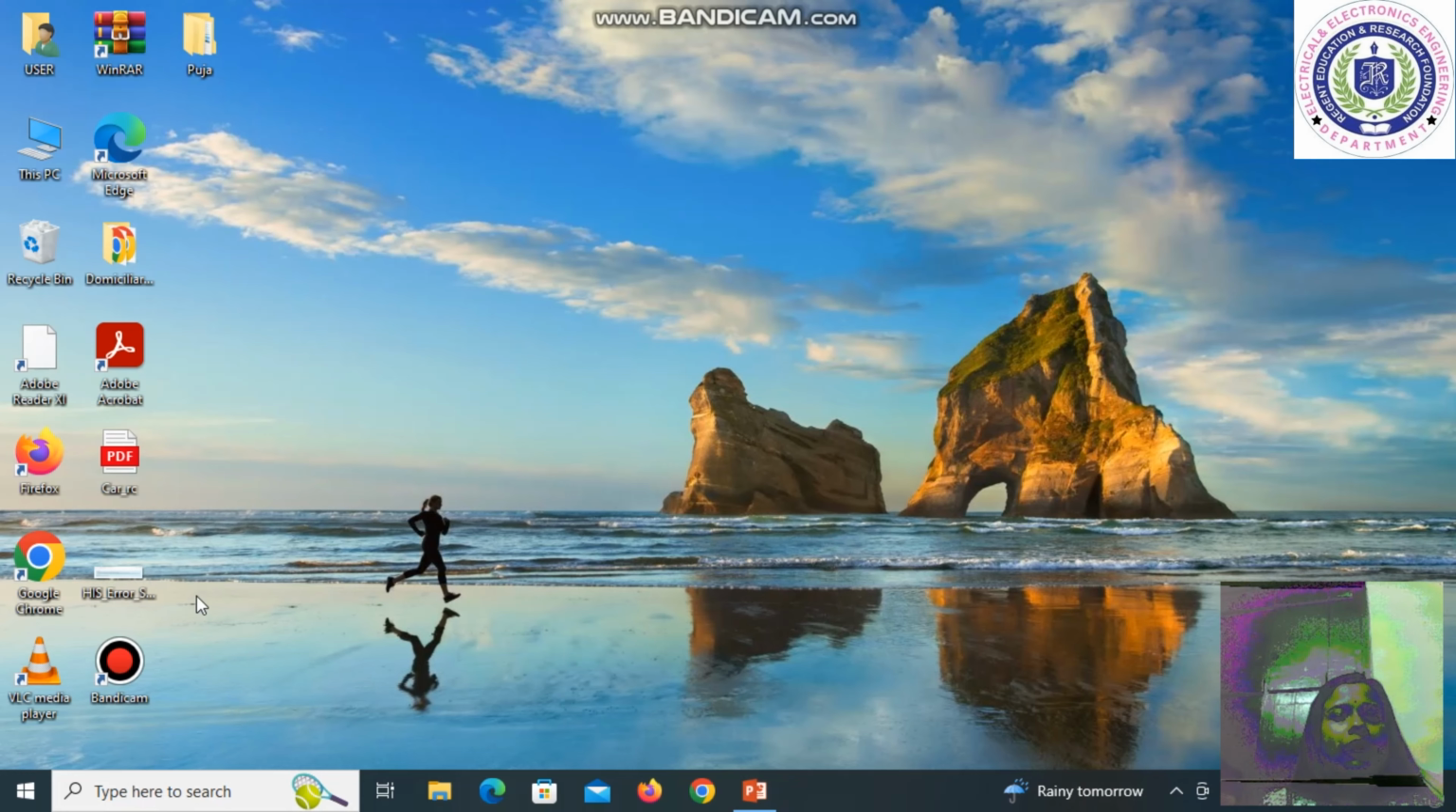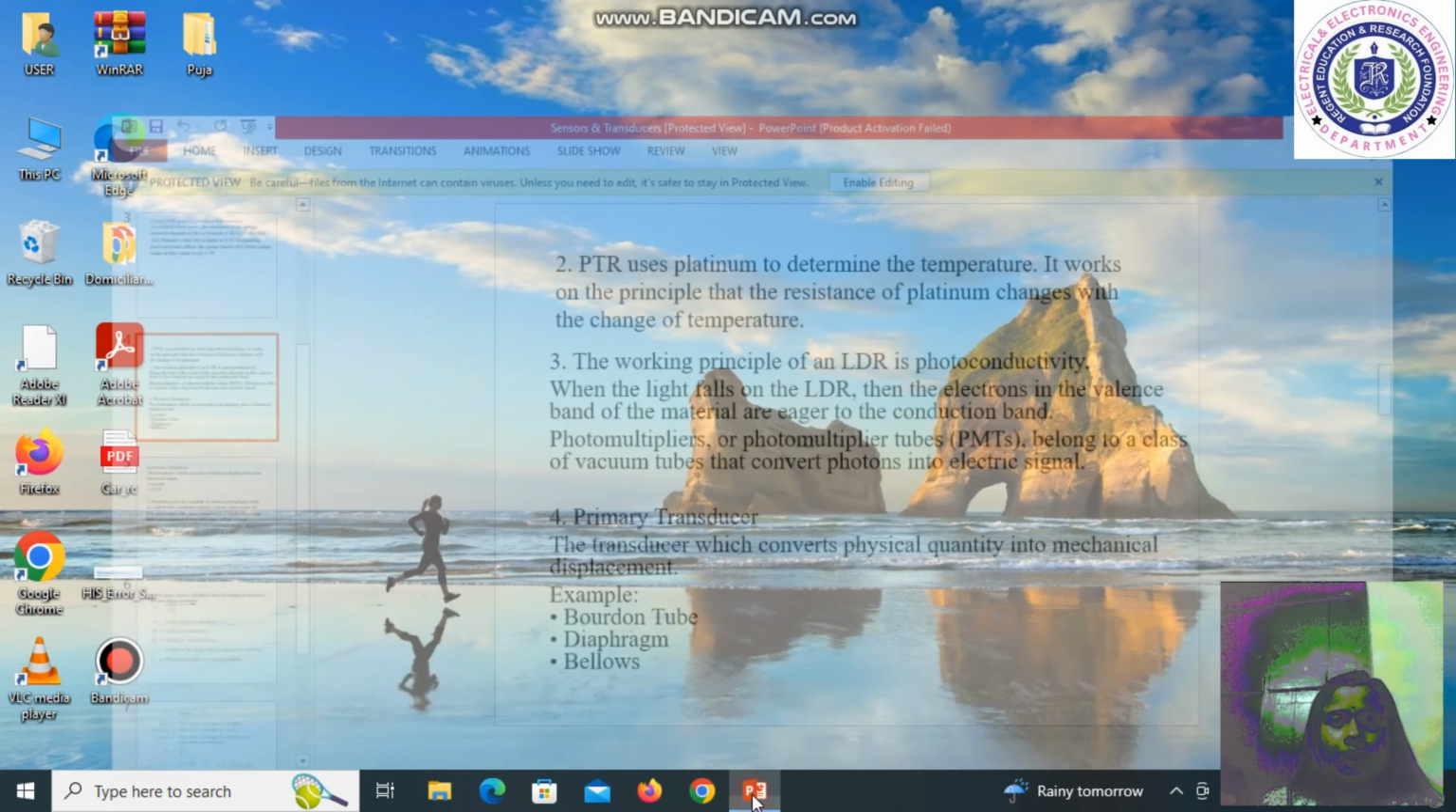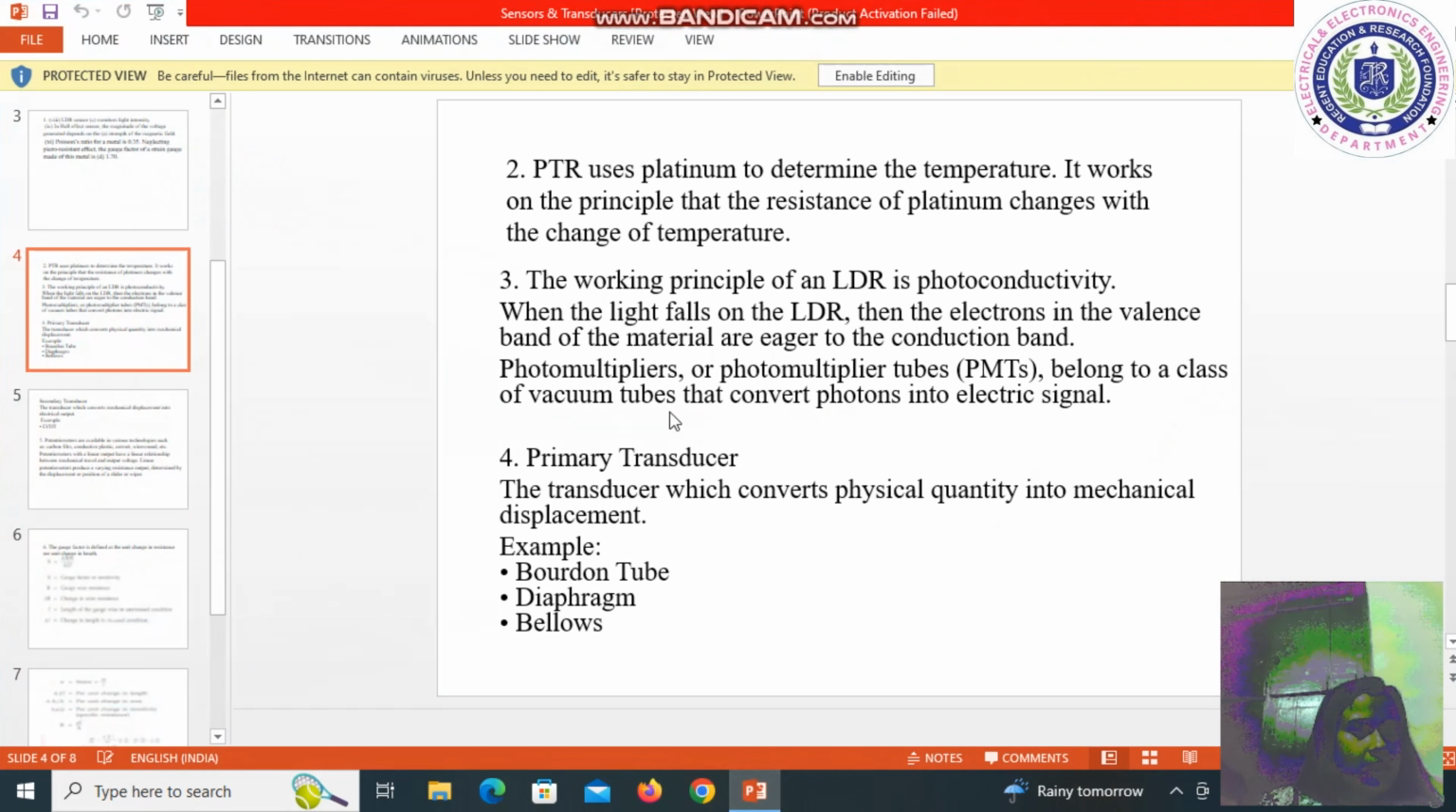Now I am continuing from question number 4. In question number 4, it is asked: what are the primary and secondary signals in sensor or transducer classification? Give examples. So here we have to discuss the definition of primary and secondary transducer with suitable examples.